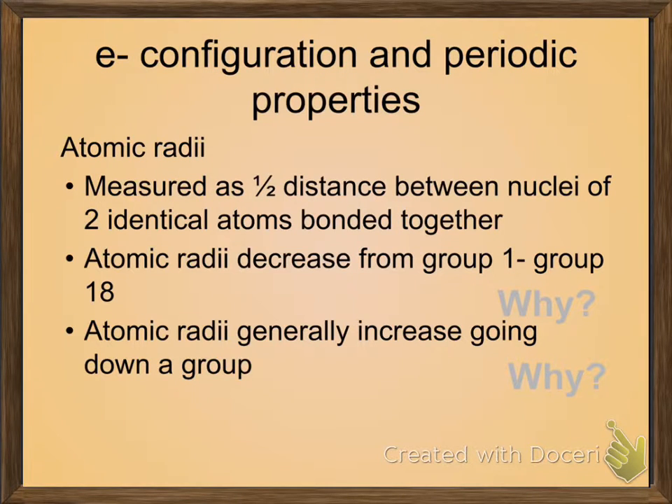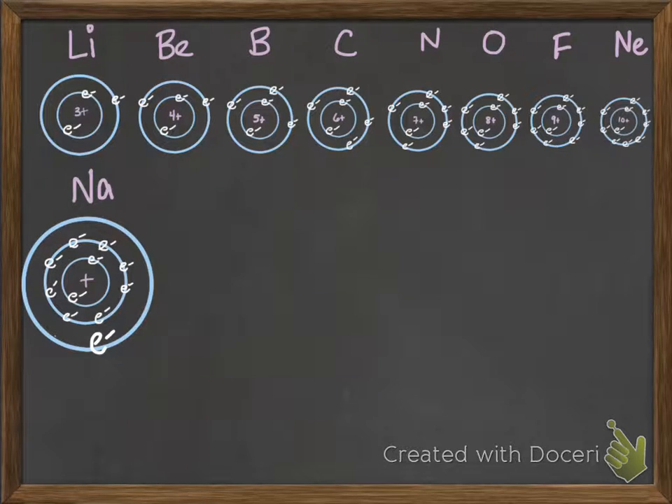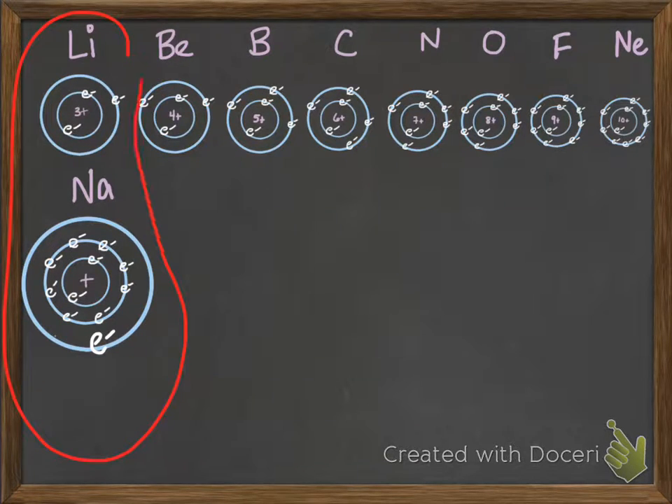Was this one, that atomic radii generally increase as we go down a group. Let's look at that. So here I've copied our illustration of lithium to neon, but I've added sodium, which of course is in the same group as lithium. What do you notice as a difference between lithium and sodium?